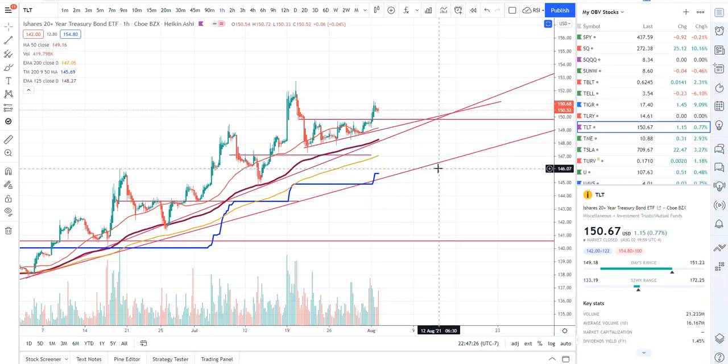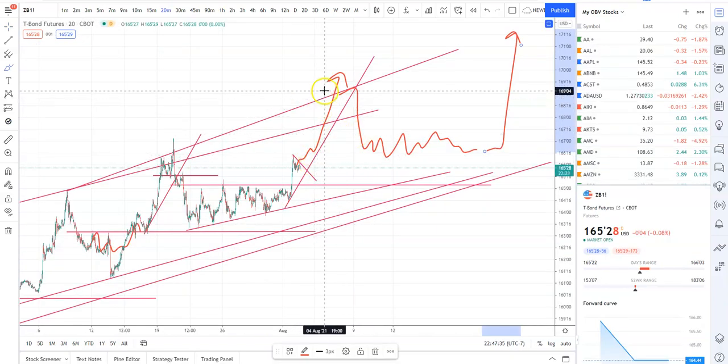Probably be doing another update on TLT, if not tomorrow, then the day after on August 4th, just to get an idea of where we are at, if indeed we got this spike to the upside that we were waiting for, and potentially where a good exit in the short term for swing traders is going to be.